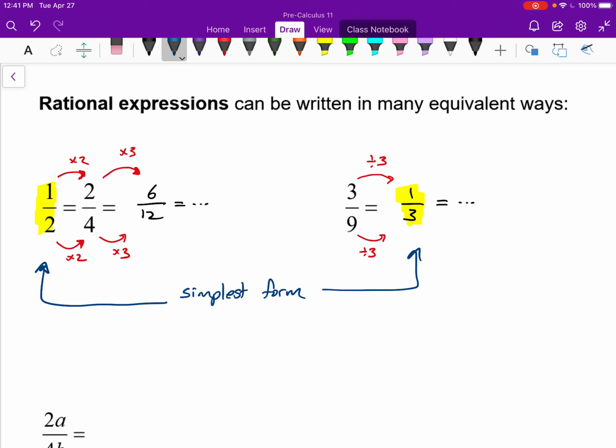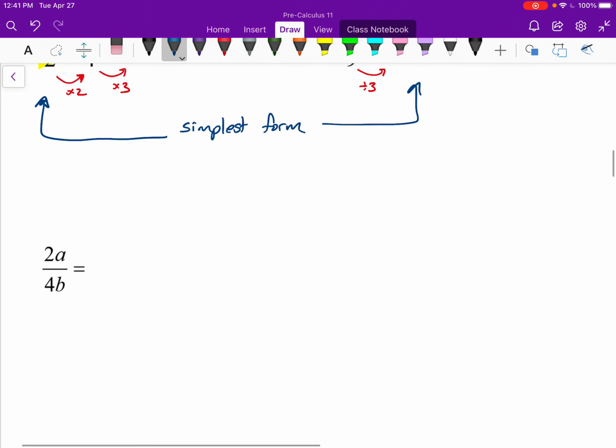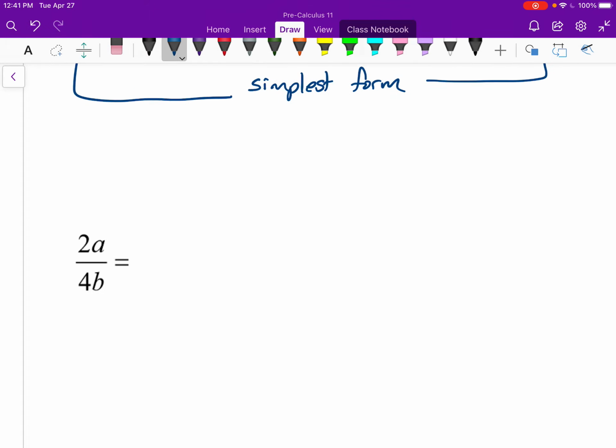And again, that should be a familiar phrase. That's not anything new. What I have up here is elementary school math, but very, very important. If you use the idea of expressing fractions in lowest terms, then we can express rational expressions in lowest terms. So let's look at this one, 2a over 4b. Well, I can divide the top and bottom by 2. If I do that, I get 1a, or just a, in the numerator, and 2b in the denominator.